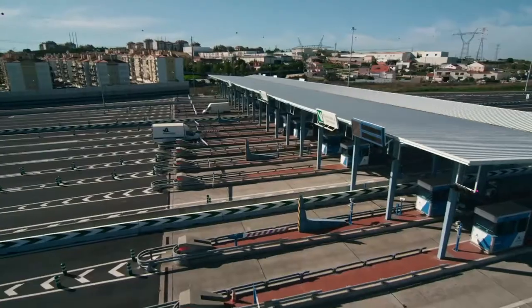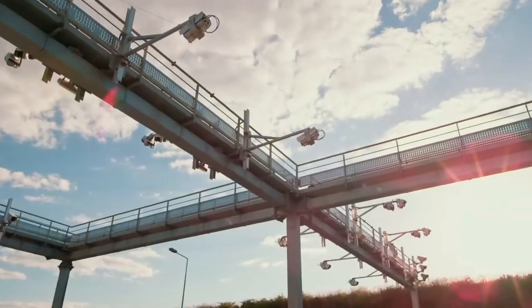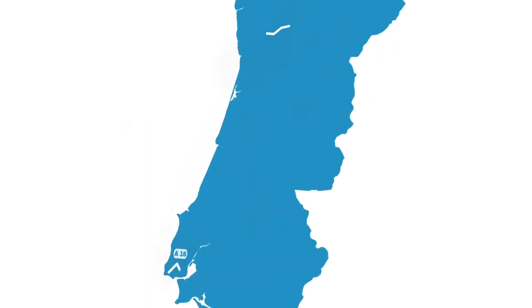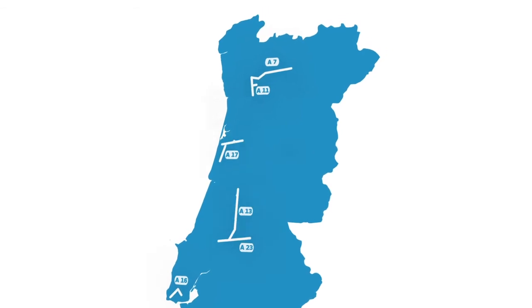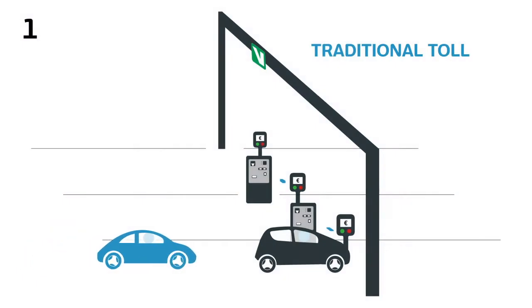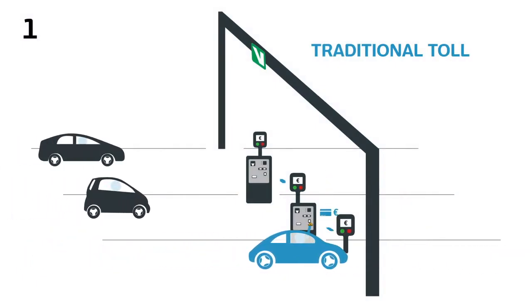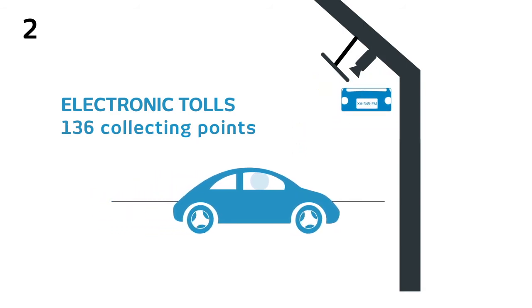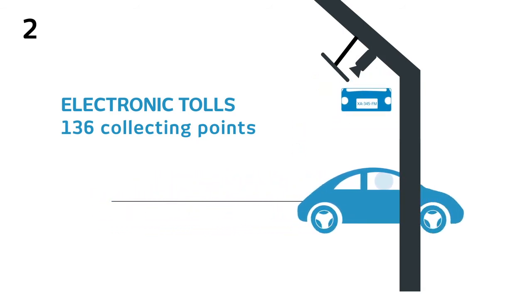Ascendi O&M is a service provider for toll collection operations. With more than 20 years of experience in distinct toll collection models, Ascendi provides toll collection in 2 traditional toll operations and 7 electronic toll operations. Traditional toll in 26 toll plazas with manual and electronic single lanes. All electronic tolls with 136 multi-lane free flow collecting points.